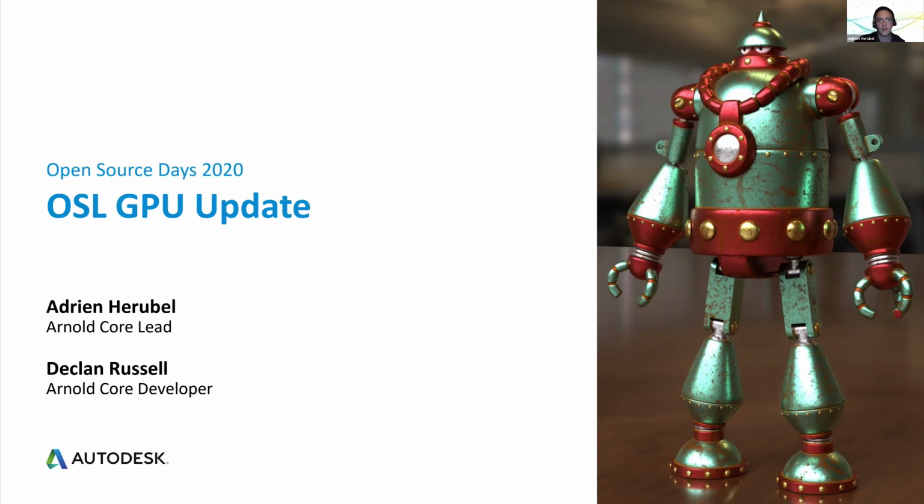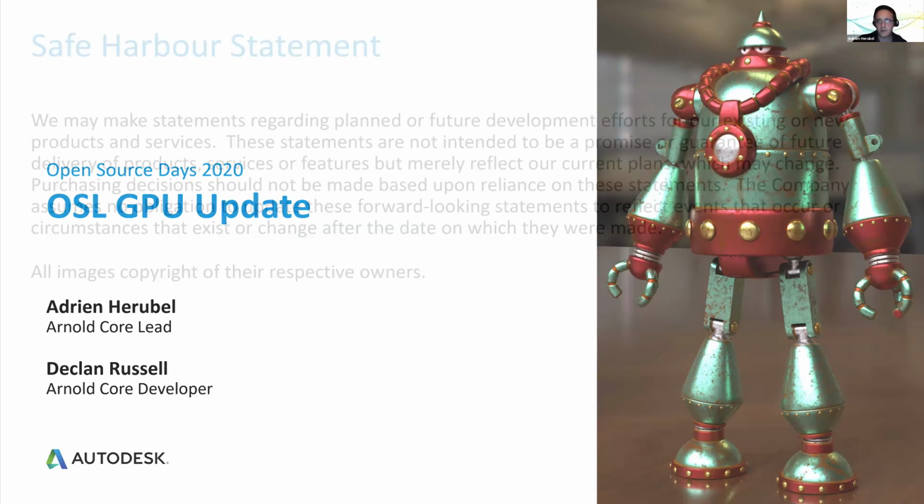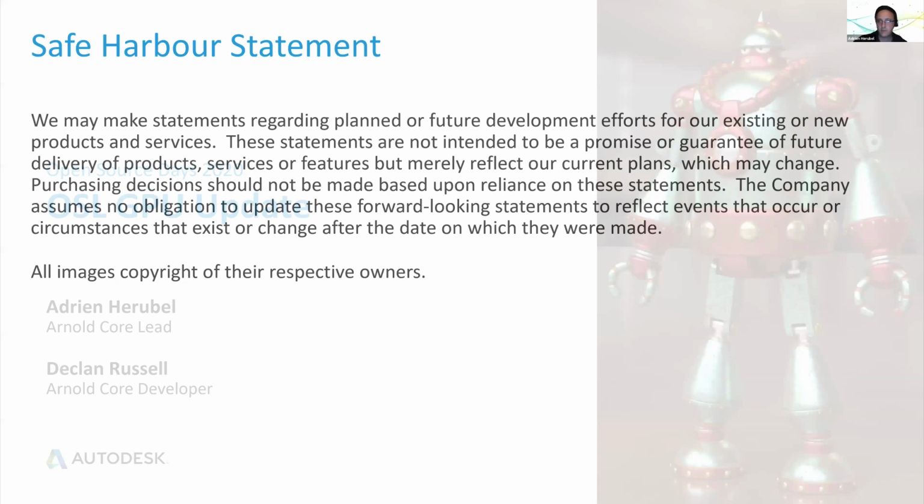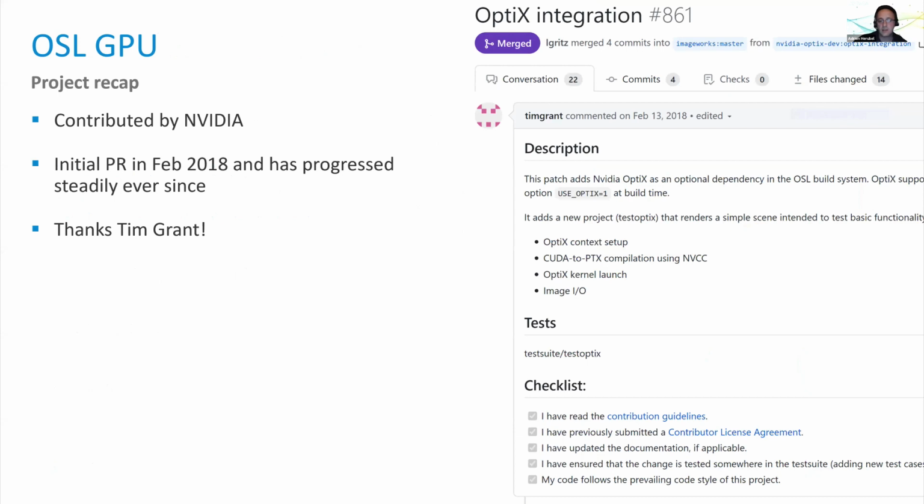Okay, so OSL GPU was initially contributed by NVIDIA. The first pull request was in 2018, I think, and it's been steadily improving since. And I really want to thank Tim Grant from NVIDIA, who contributed the first pull request and has been super active in fixing bugs and adding features.